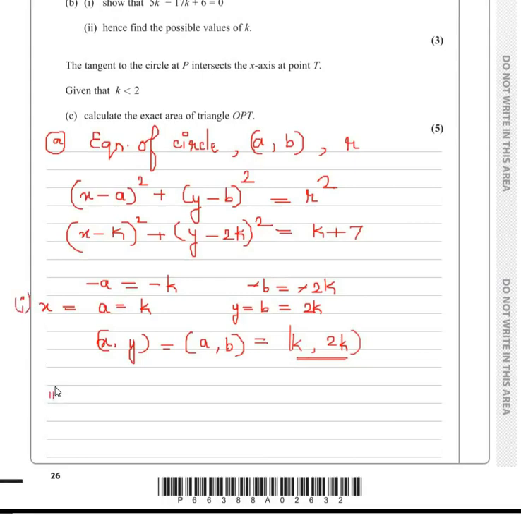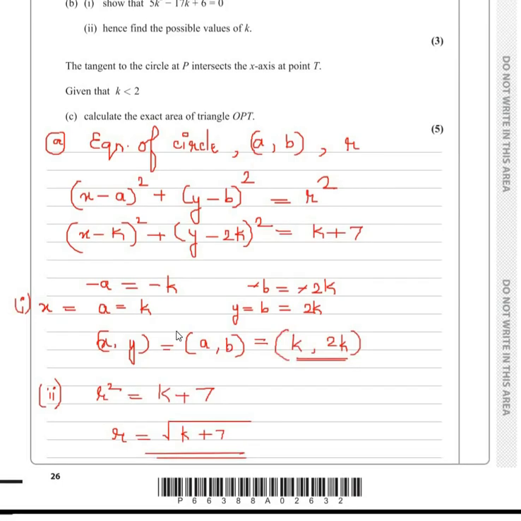For the second part, to find the radius, we just have to compare the radius. So r squared is equal to k plus 7. So r will be equal to, the square goes on the other side and it becomes, the square root of k plus 7. So we also got the radius. So we have the center and the radius. We are done with part A.